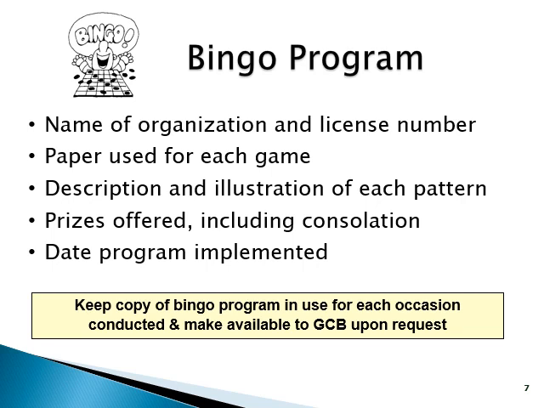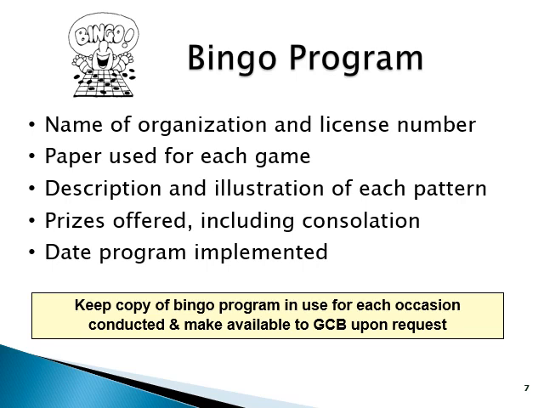For every bingo occasion, you'll need a bingo program. And on that bingo program, you'll have the name of your organization and your license number. You'll have a description of the paper that's going to be used for each game, such as blue 3-face paper, or maybe the next game after that is a single sheet red paper. Then you'll have a description and illustration of each pattern. So if the winning pattern is going to be letter X, you'll have a little diagram of the letter X. If it's going to be letter M, you'll show that.